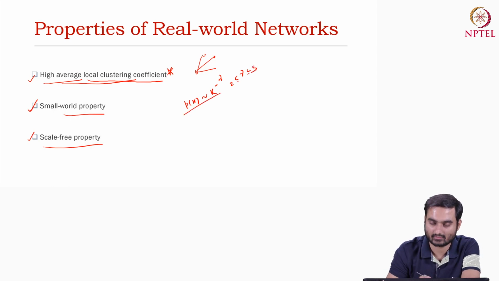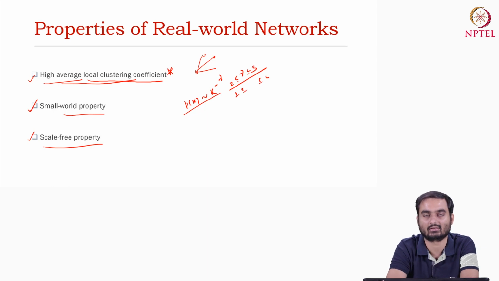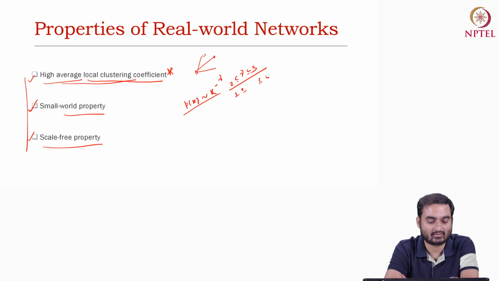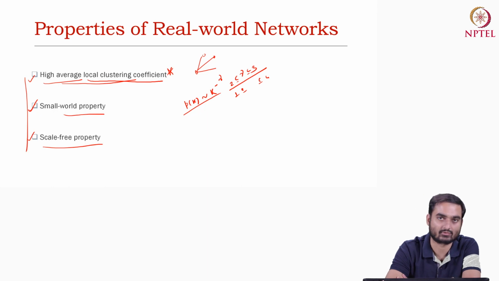So if your synthetic network follows this kind of property where gamma ranges between, say, if not 2 to 3, then at least 1 to 4 for example, then you say that it has a scale free property. So we'll try to see which network growth model actually follows all of these three properties.